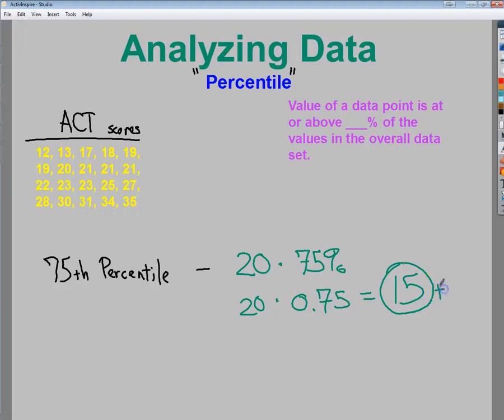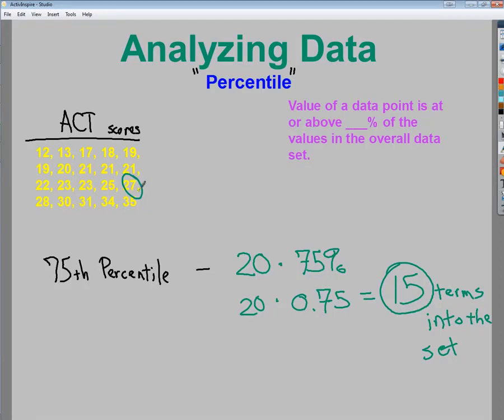15 terms in to the set. So right there, that's the 15th term in the set. So in order to fall into that 75th percentile, I need to have a value of 27.